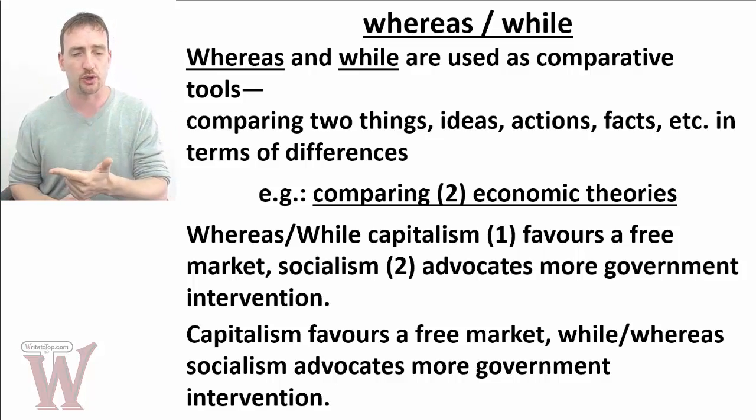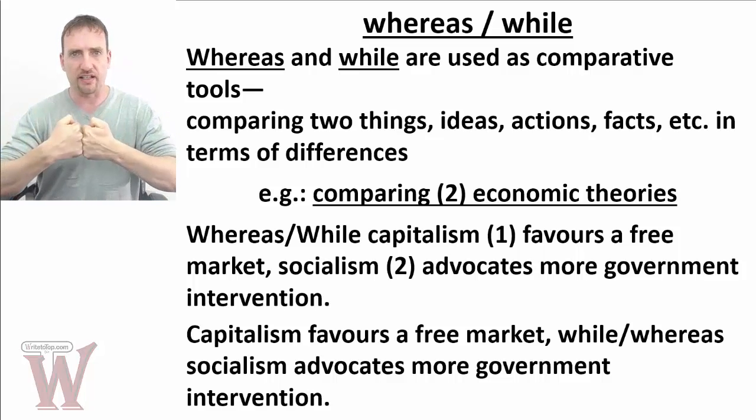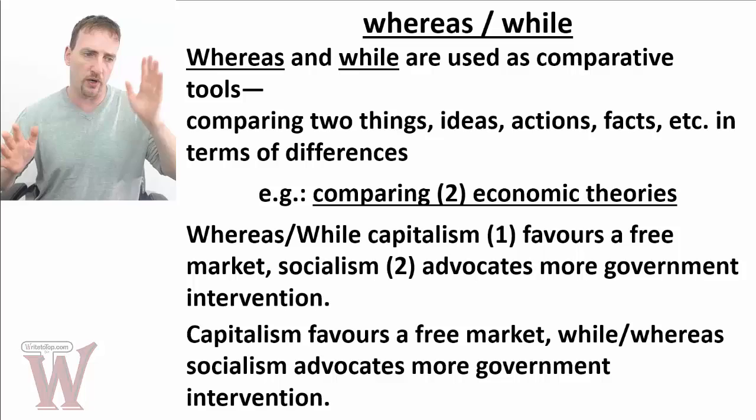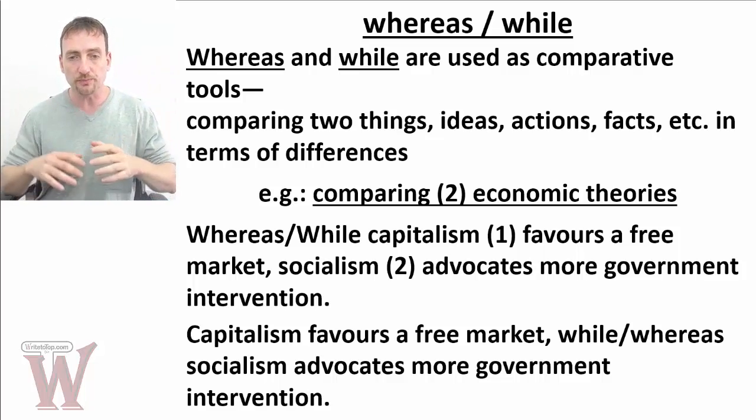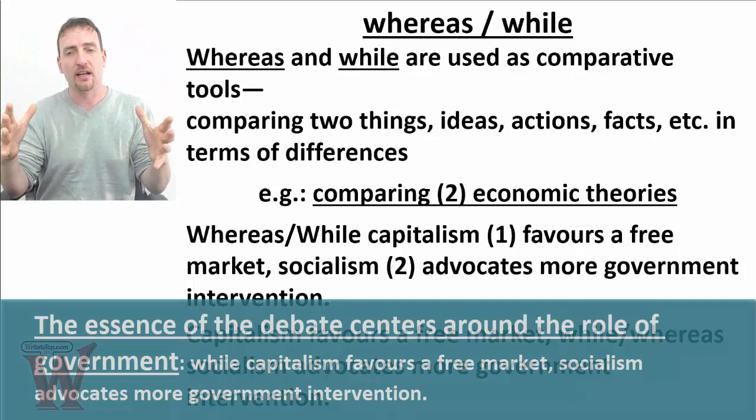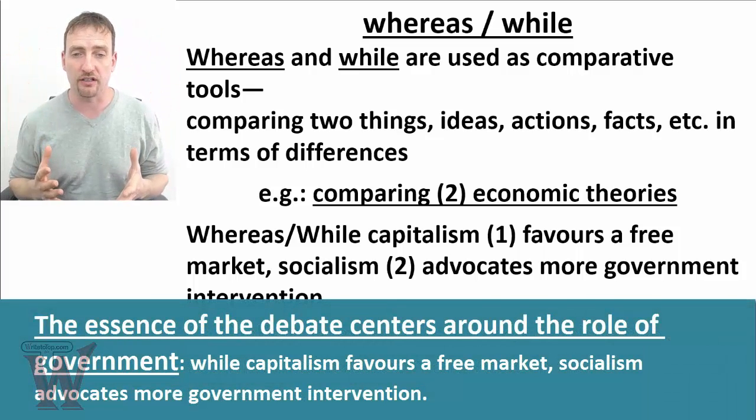Capitalism, socialism. Whereas capitalism favors a free market, socialism advocates more government intervention. So these things are not fighting each other, they're just different. One goes this way, one goes that way, okay? Capitalism 1, socialism 2, under the umbrella of economic theories.